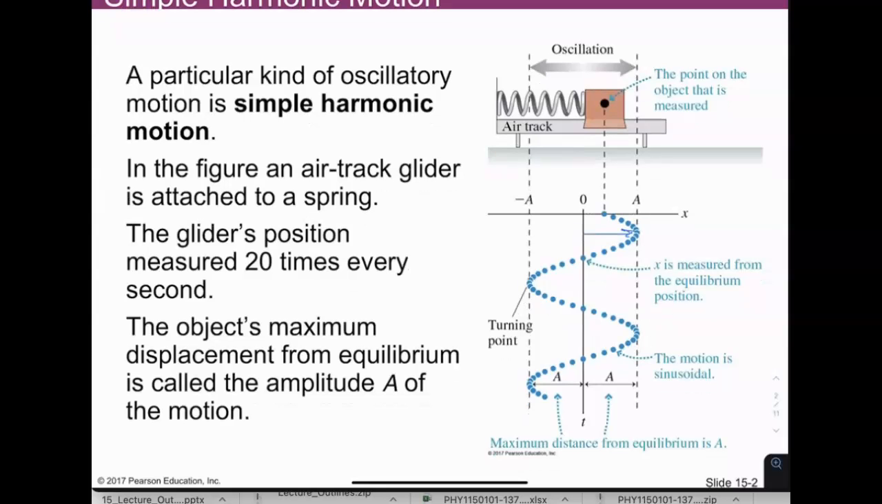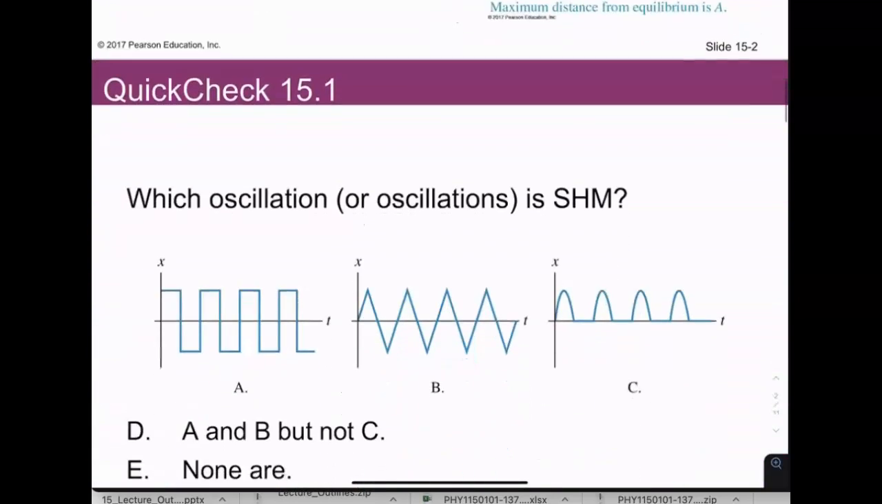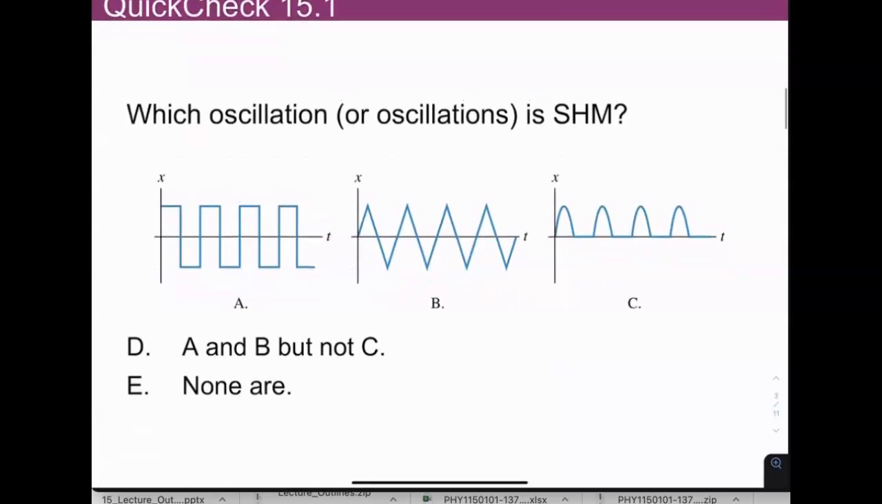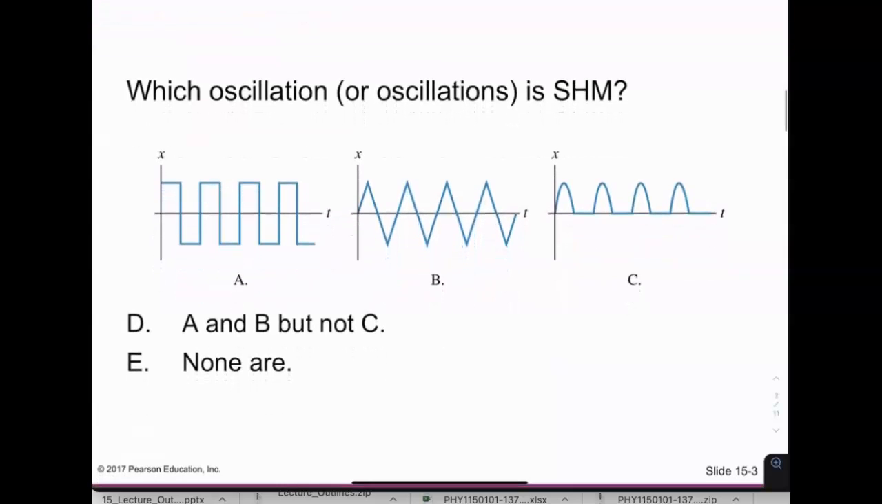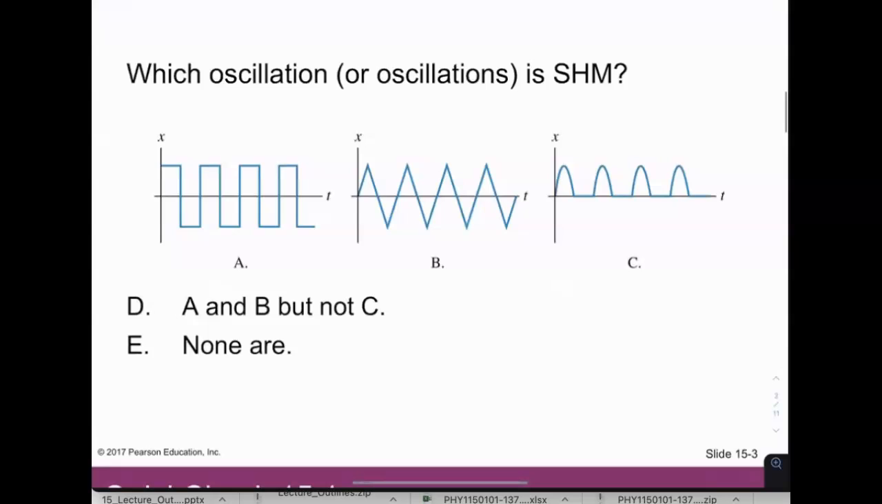Also note that the shape of the function that describes simple harmonic motion is that of a sine wave, as illustrated in the plot. So in this quick check, you're asked which oscillation or oscillations is simple harmonic motion. And the answer is none of these, because none of these are described by a sine wave.